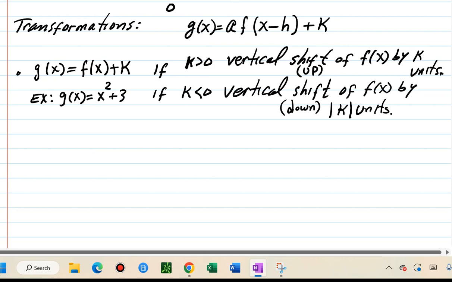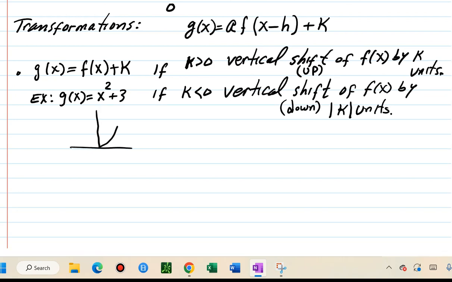That's the case. So for my example, if this is the graph of x squared, the basic parabola, x squared plus 3 will shift this up. All the points on the parabola will get shifted up 3 units. And there you go. That's going to be the graph of it. You see that? This is called the translation of the basic function, the squaring function.